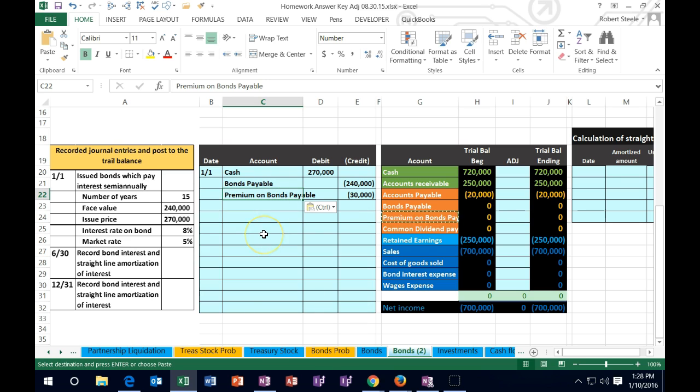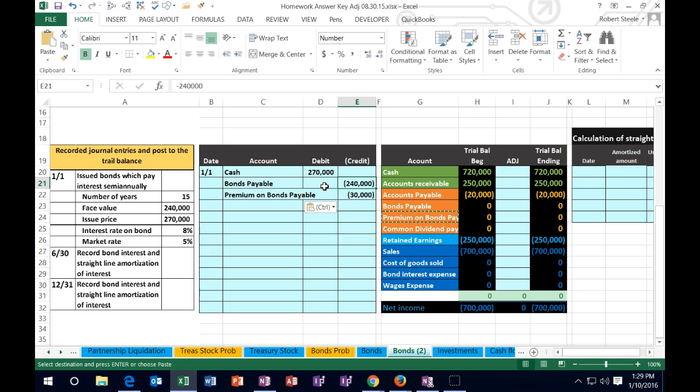Oftentimes people have a problem with determining if it's a premium or a discount that we are talking about. And I often think that it's easier to think of yourself as the person purchasing something to think about whether it's a premium or a discount. So obviously we are the people issuing the bond, the company issuing the bond in this case. But if we were the person buying the bond, then if the sticker price said it was 240 and we bought it for more than that, that's going to be a premium. If they say there's a sale and the sticker price says 240 and we're going to buy it for less than that, then that would be a discount.